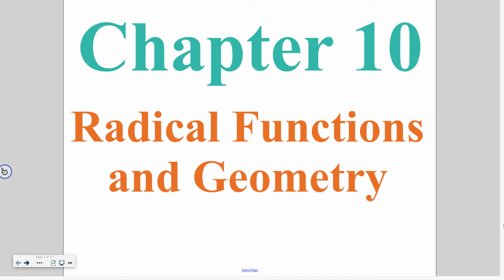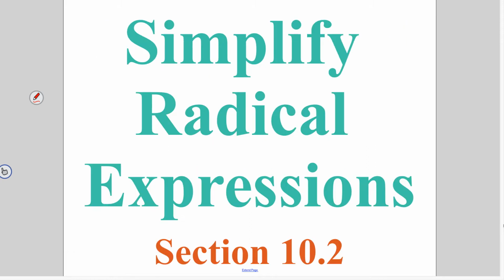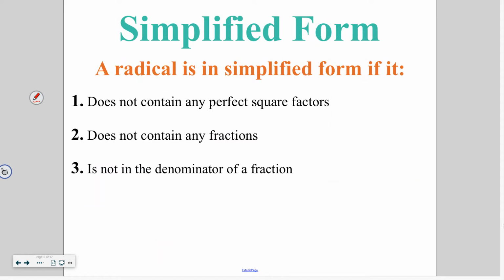Hello class, and welcome to chapter 10, which is all about radical functions and geometry. We're going to skip over section 10.1 and go straight into section 10.2, which is about simplifying radical expressions. When you have simplified radical expressions, that means it does not contain a perfect square factor.